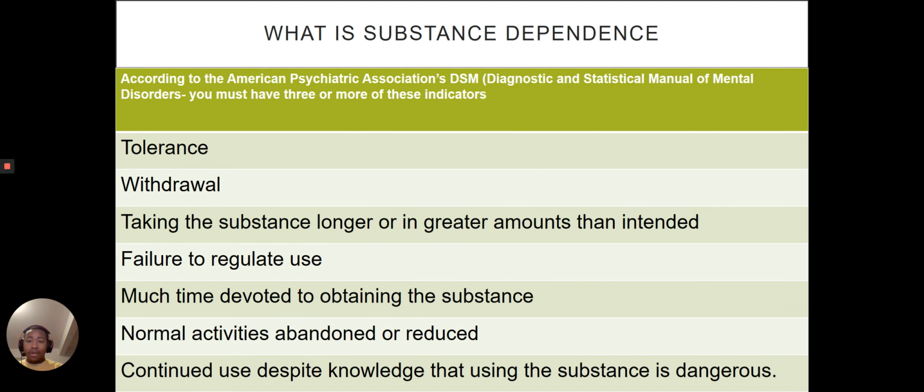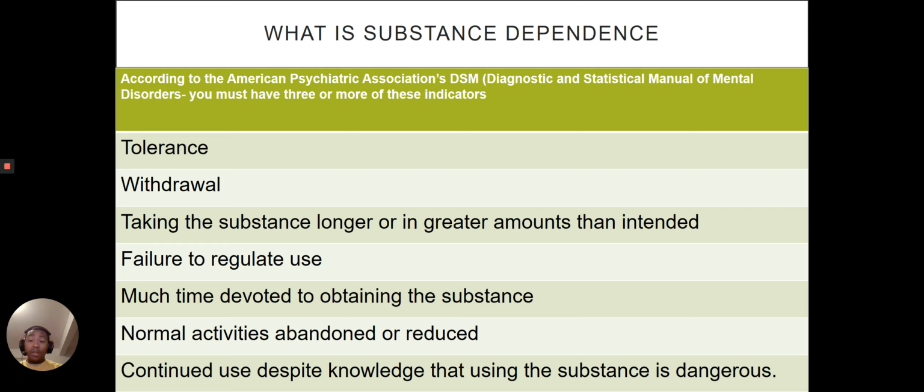So the way that the American Psychiatric Association knows that someone is dependent on a drug, if you have substance dependence, this is in the DSM, the Diagnostic and Statistical Manual of Mental Disorders. So this is how psychiatrists diagnose people with disorders. You have to have 3 or more of these indicators: you have to have high tolerance, you have to have withdrawal symptoms, you have to have been taking the substance longer or in greater amounts than you first wanted to. So maybe you're like, oh, this is going to be a couple times, and then 5 years later.